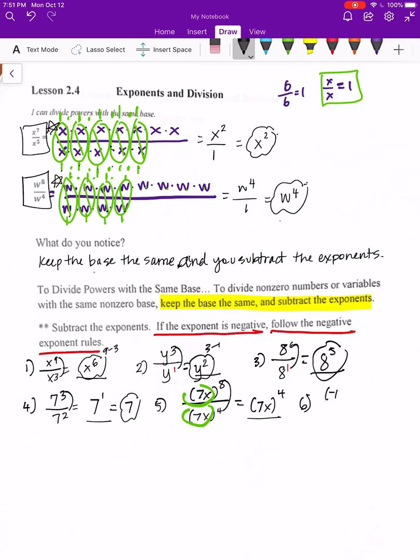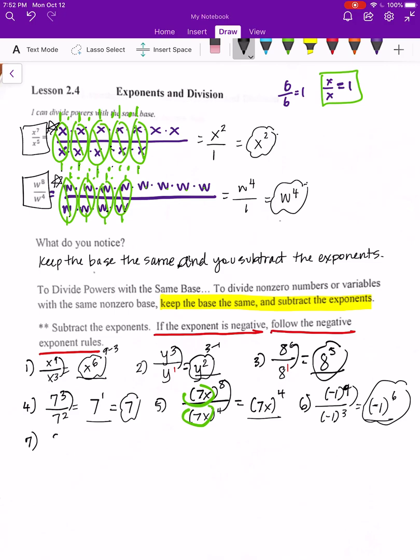Same thing here. Negative 1 to the 9th power, and negative 1 to the 3rd power. So again, keep your base the same. Keep those parentheses, negative 1, and you have 9 minus 3, which is 6. All right, so now I think we're ready to take it up another notch.